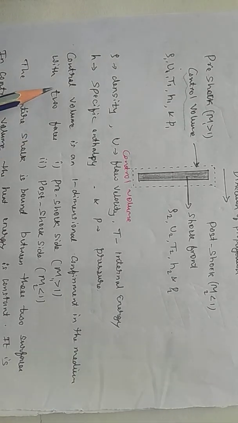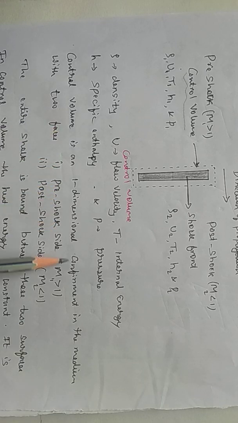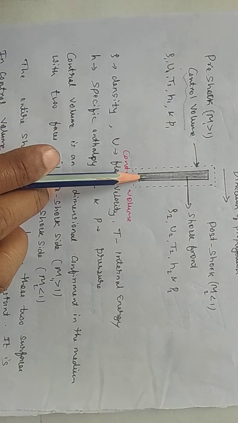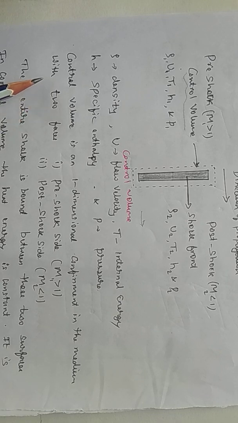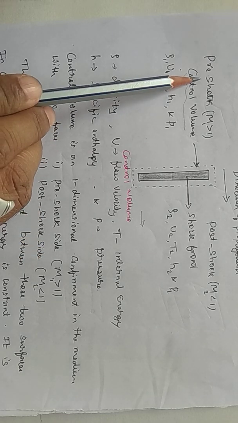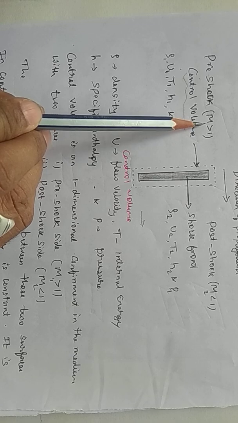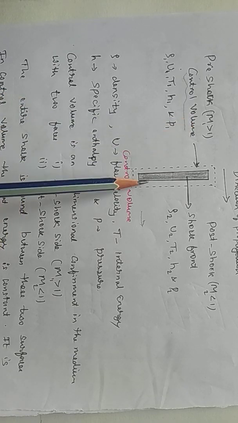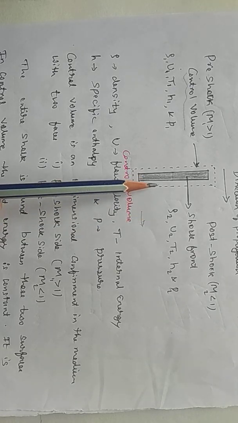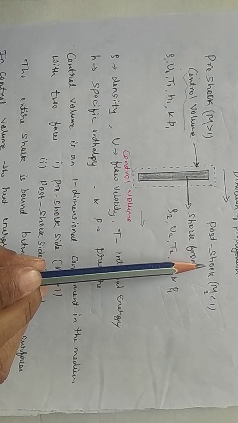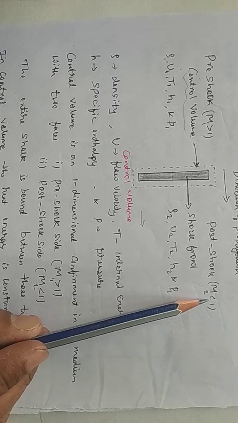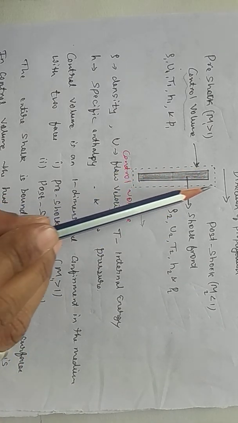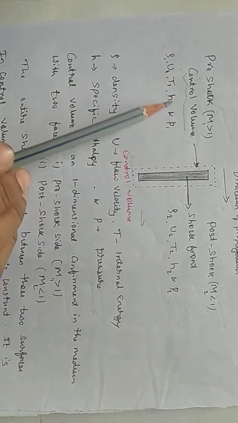when we consider what that control volume is, it is a one-dimensional confinement in the medium, moving in one dimension with two faces. What are the two faces? It has a pre-shock side, where the Mach number is greater than 1, and the region next to the shock front, known as the post-shock side, where the Mach number is less than 1. So this control volume has two faces.